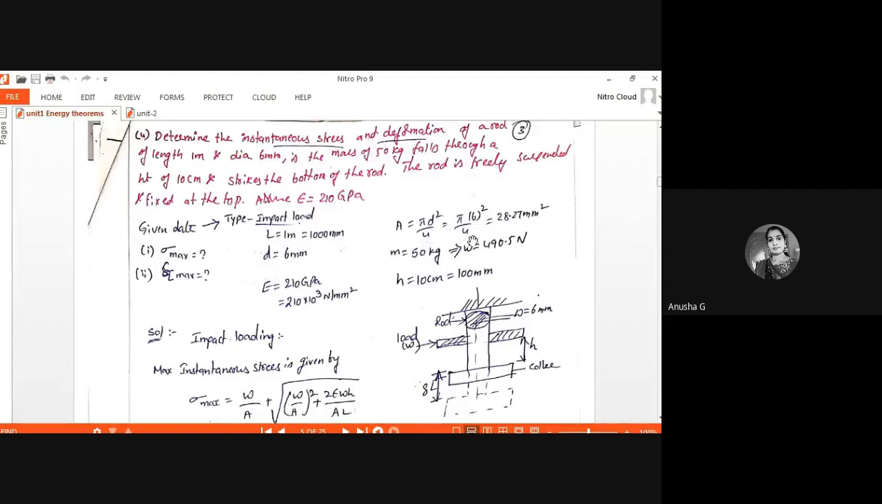Then we can get the area of the bar, 28.27 mm square. Then mass at certain height, the weight is 50 kg, that will be converted into newton.